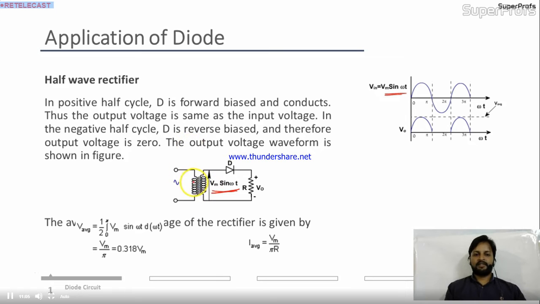Now this is the transformer kind of thing. Actually, this is the application. We don't concern ourselves with this transformer. Today we are considering only this half wave rectification. So let me tell you briefly about this.